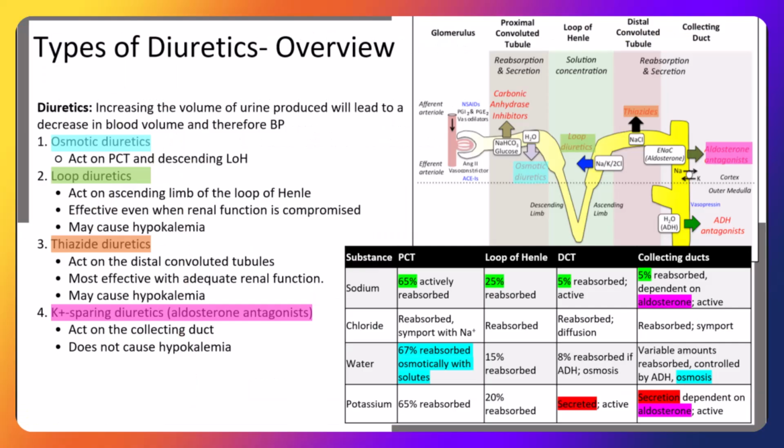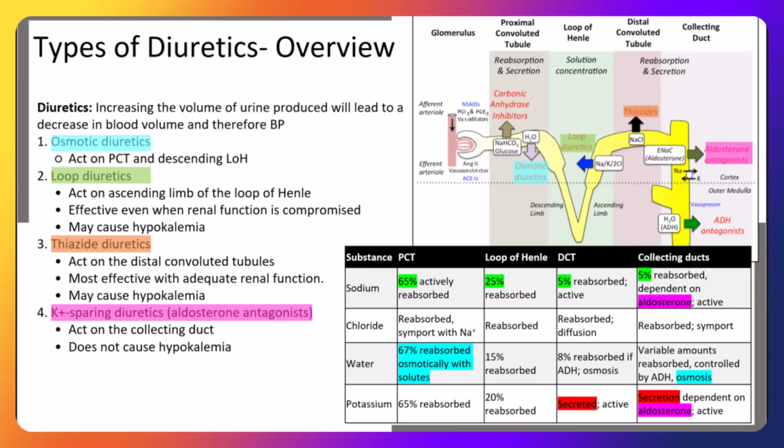All right, let's dive into drugs now that can be prescribed for patients with hypertension or high blood pressure. The type of drugs are diuretics. There are 4 that we're going to look at: osmotic diuretics, loop diuretics, thiazide diuretics, and potassium-sparing diuretics, also called aldosterone antagonists. Diuretics are drugs that are going to help the body get rid of extra fluid, and it does this by increasing urine production.